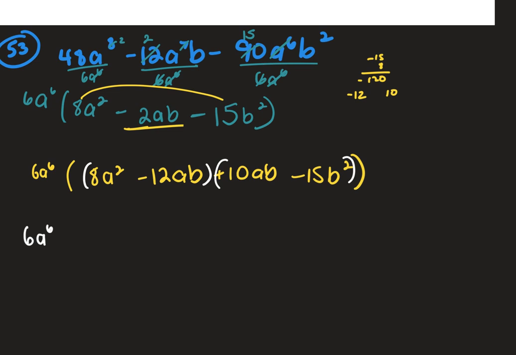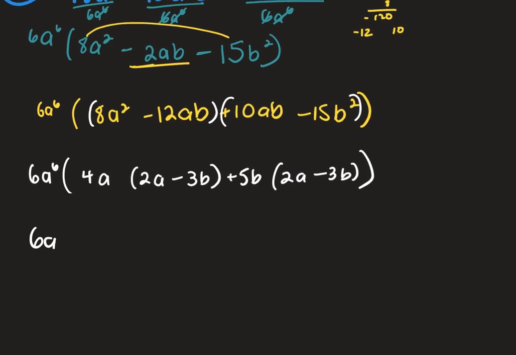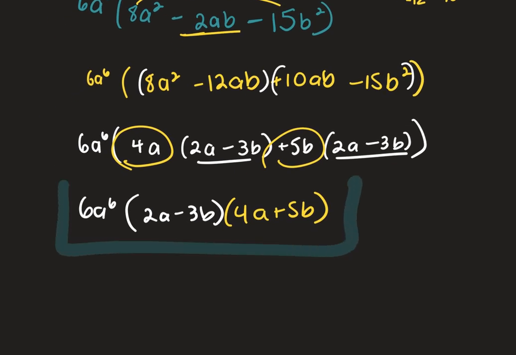From the first set of parentheses, I could take out a 4a, and I get 2a minus 3b. From the second set of parentheses, I could take out a 5b, and I get 2a minus 3b. Now I take out the common factor, which is 2a minus 3b, and I group together what's left, 4a plus 5b. That whole thing is factored form.